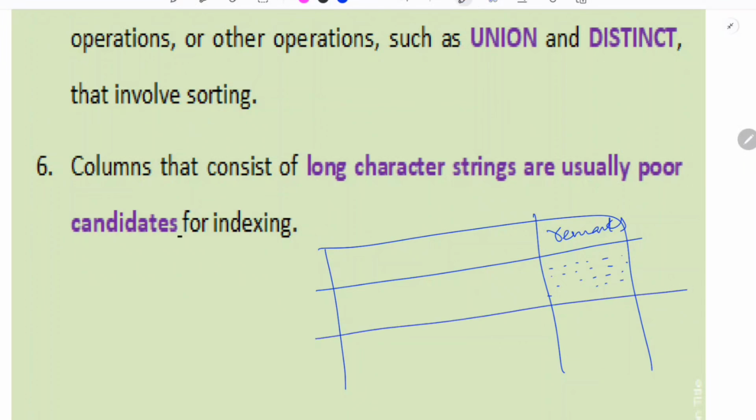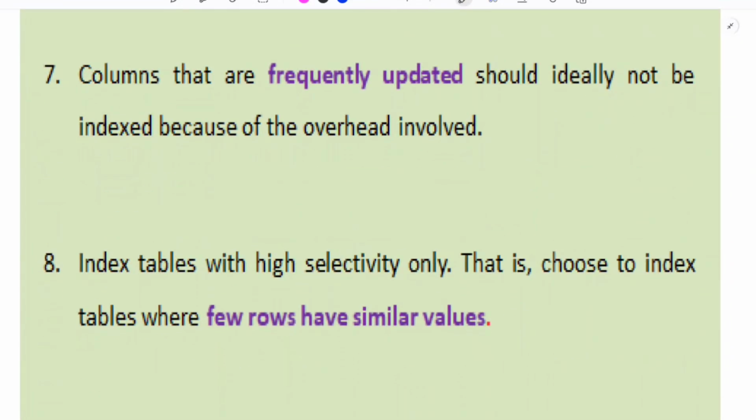So now if you make an index for this column, that means searching will be on this data. This data is very lengthy, very big strings are involved here. So these are usually poor choices for indexing. So we should not make indexes on those columns where long character strings are available in the data.